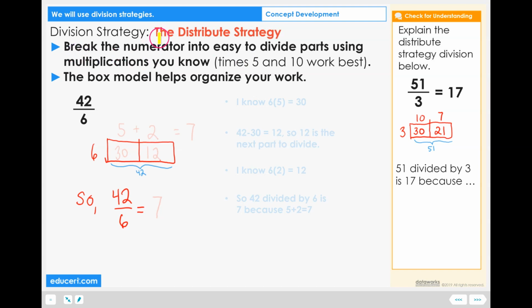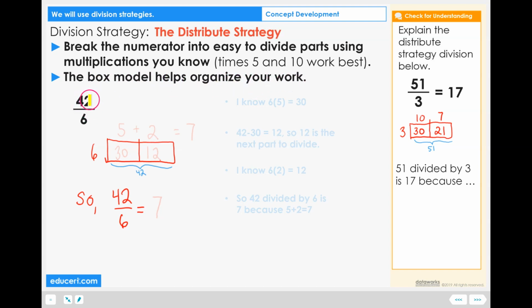Ready, read. The distribute strategy. Break the numerator into easy to divide parts using multiplications you know. Times 5 and times 10 work best. The box model helps organize your work.